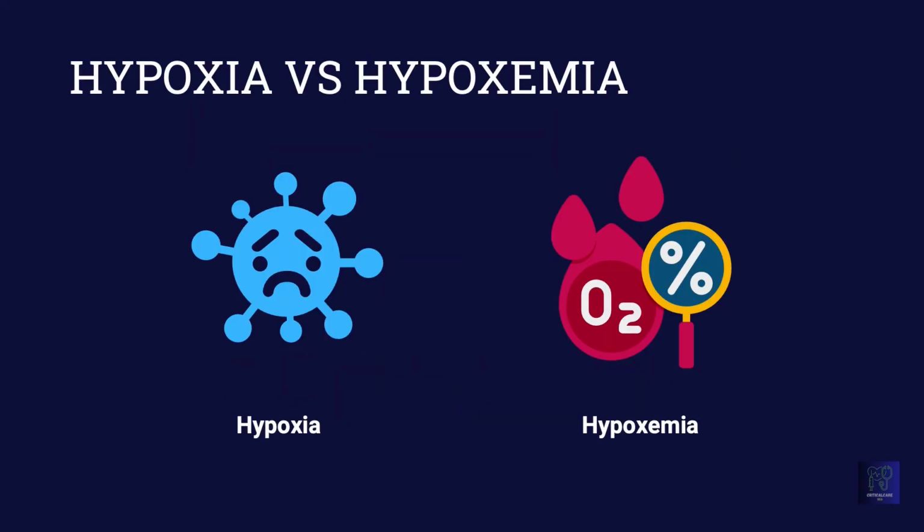Before talking about clinical evaluation, let's understand the difference between hypoxia and hypoxemia. Hypoxia is impaired tissue metabolism due to low oxygen, whereas hypoxemia is simply low level of oxygen in the blood. Hypoxia is a concept. Hypoxemia is a measurement. Just like anemia means low level of hemoglobin, just like hypoglycemia means low blood glucose.